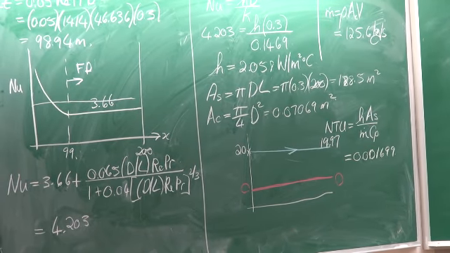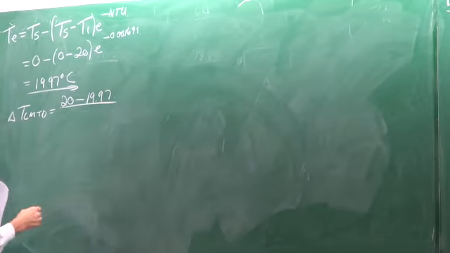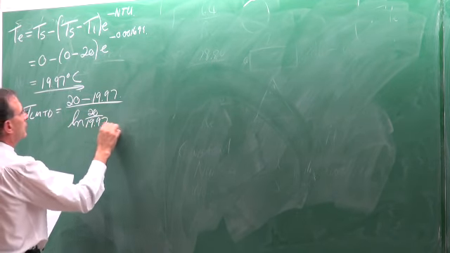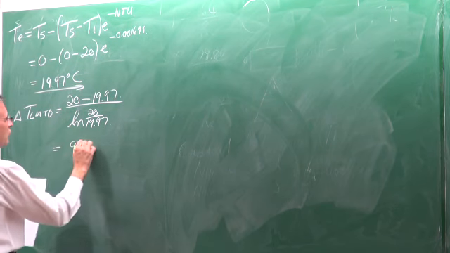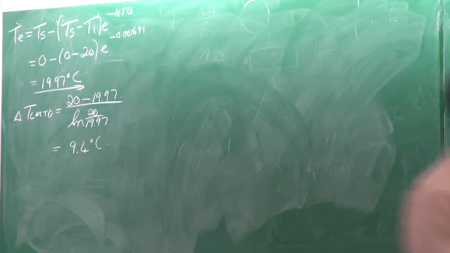So it is equal to the temperature difference on the left-hand side, 20 minus 0, minus the temperature difference on the right-hand side, 19.97, divided by the ln of 20 divided by 19.97, and that is equal to 9.4 degrees Celsius. No, man. How can that be? LMTD 9.4. Look at the sketch.